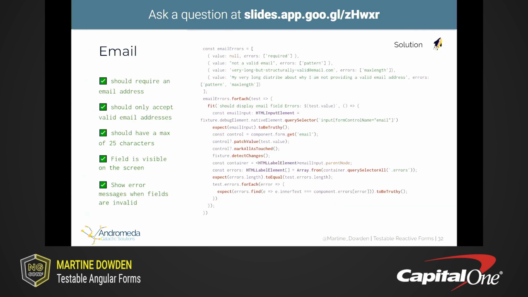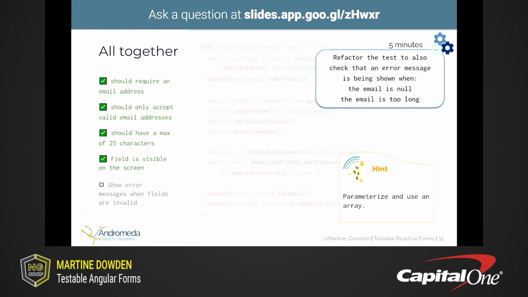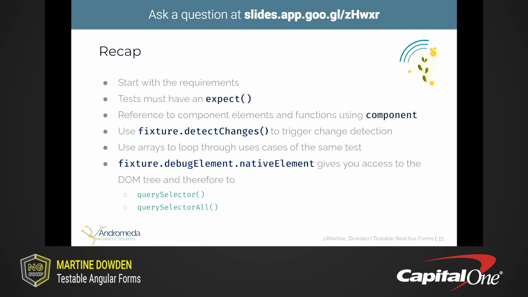I'm going to skip this part. Basically, as always, we could parameterize this and make a loop to check that all of the errors are there. It's the same idea. You can put the same concept inside of a for loop and make parameters. So these are the important bits. Make sure you have an expect, right?